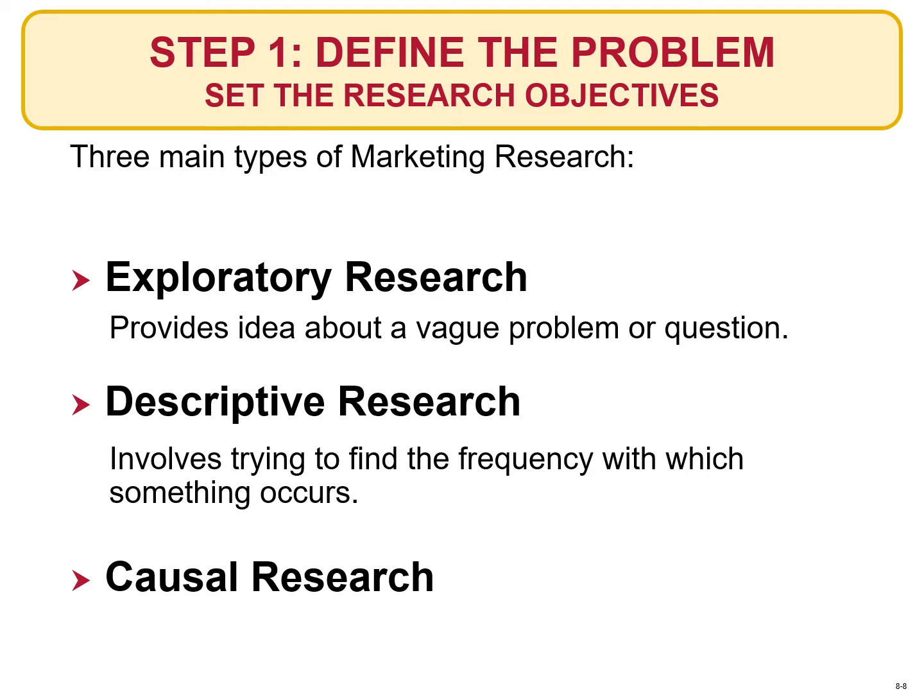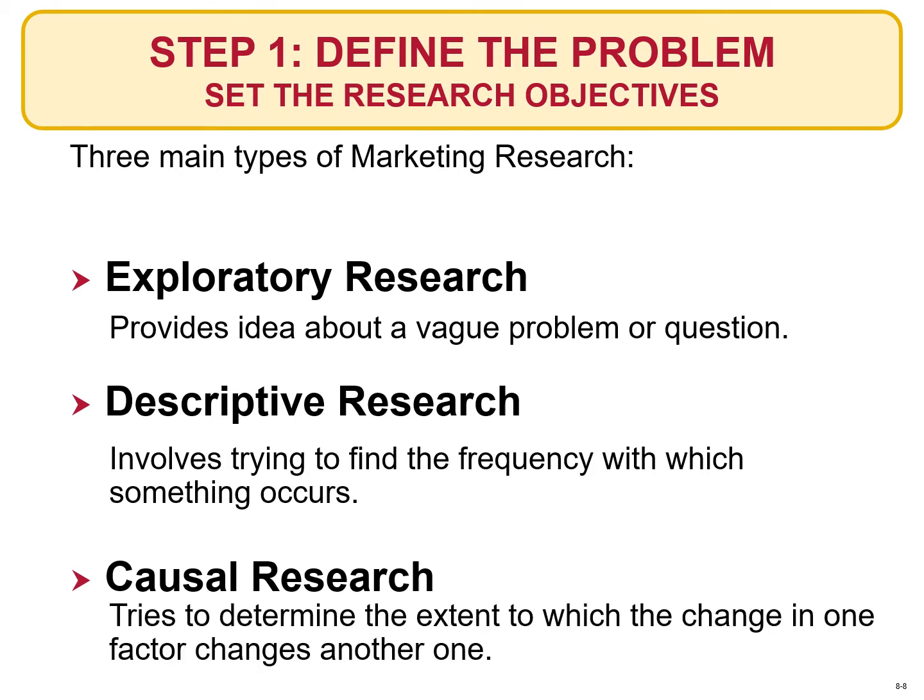So that's descriptive research, where it really describes the population, as we say, or it describes something, depending on what the research is about. And the last type of research is causal research, which is the most difficult research to conduct, wherein we try to determine the extent to which a change in one factor changes another one. For example, in our coffee shop example, we have a coffee shop owner as our client, and they want to know if they reduce the price, is it going to increase their sales? Is it going to increase the number of customers that come into their store?